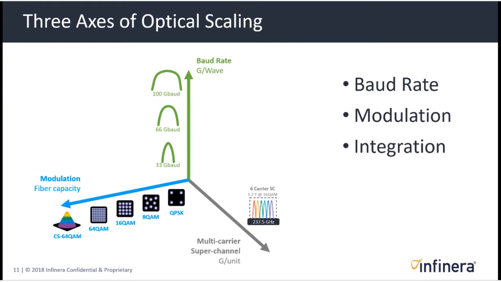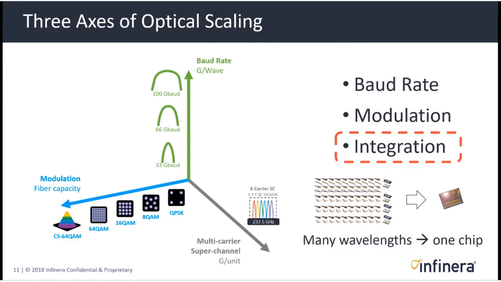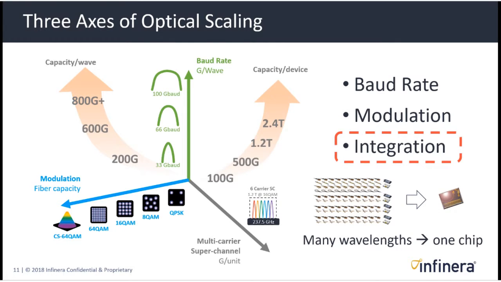This last axis is probably the least familiar to you if you're not familiar with Infinera messaging. What we mean by this is the ability to integrate the hundreds of optical components for multiple wavelengths onto a single optical chip, the famous photonic integrated circuit, or PIC. Scaling baud rate and modulation will, for example, increase the capacity per wave, from today's 200G to 600G and even 800G per wave. These 2 axes will also scale line card or appliance capacity, but so will integration level. In essence, we go parallel using PICs and can scale capacity per device in a linear fashion.